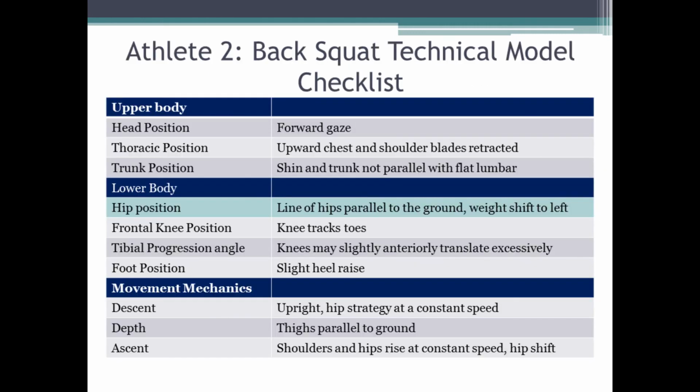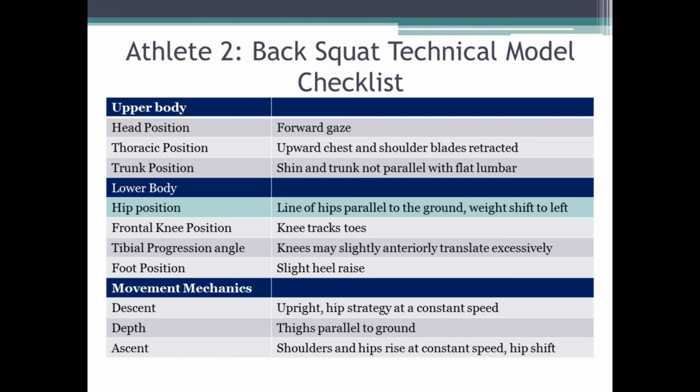In summary, the athlete has a forward gaze, upward chest, and shoulder blades retracted. The shin and trunk are not parallel with a flat lumbar. The line of hips is parallel to the ground with a weight shift to the left. The knees track the toes, but the knees may slightly anteriorly translate excessively due to the slight heel raise.